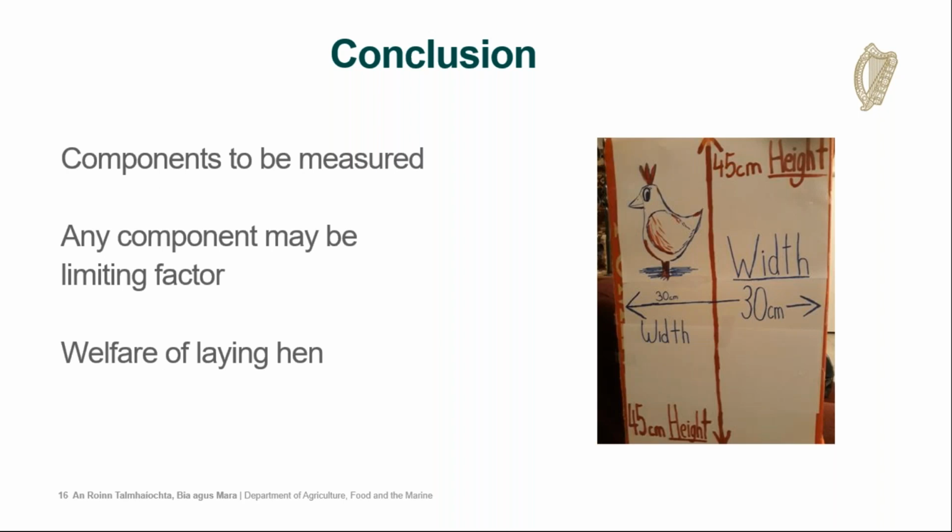And that's why it's important that all of the components for which there are parameters set out must be measured. And this is all done in terms of ensuring the welfare of the laying hen. So both the organic regulations and the council directive go back to the protection of the laying hen.